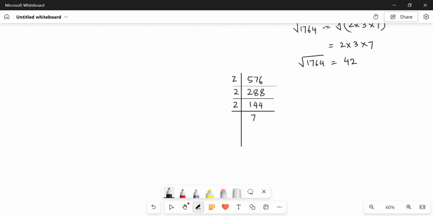2 7s are 14, 2 2s are 4. Again, it's an even number. 2 3s are 6, 1 remainder, 1 2 12, 2 6s are 12. So you see, there are so many 2s out there. Next, we have 2 9s are 18, and here the 2s end because of an odd number.